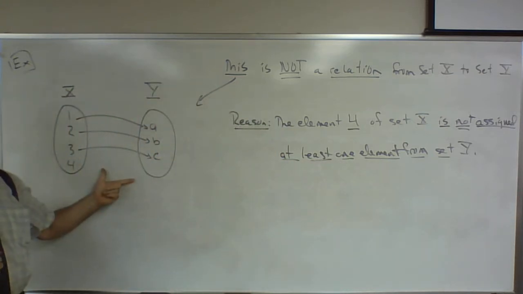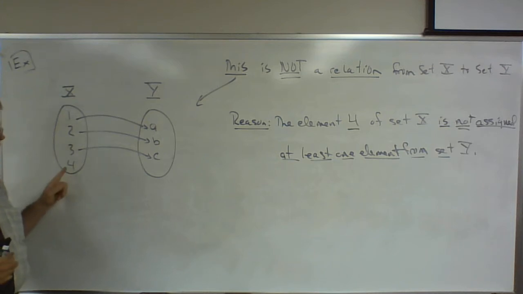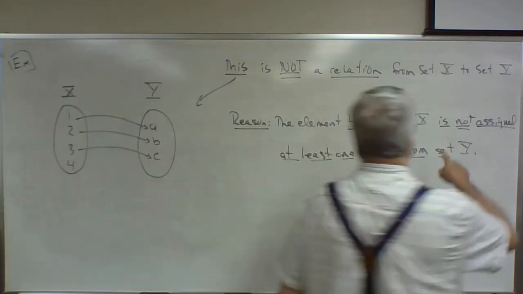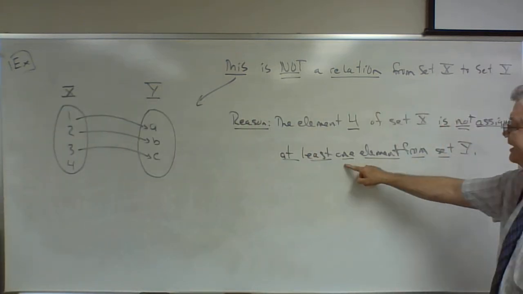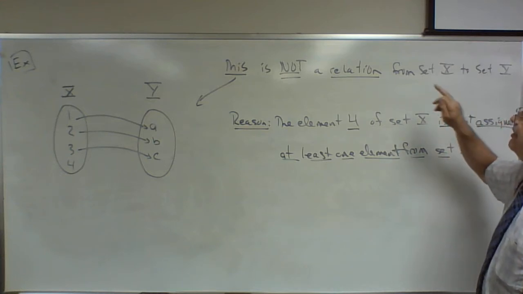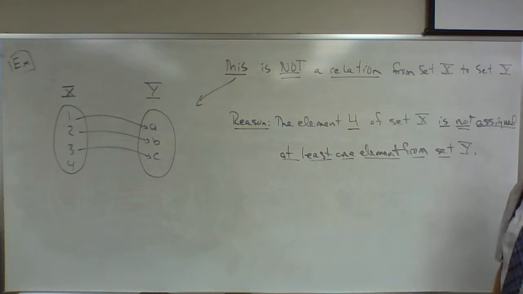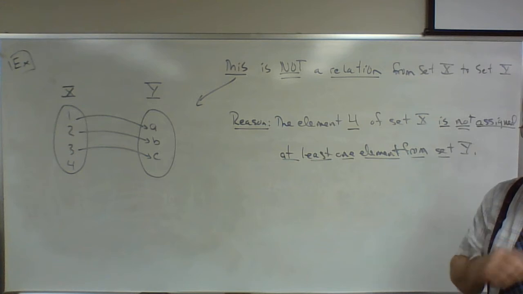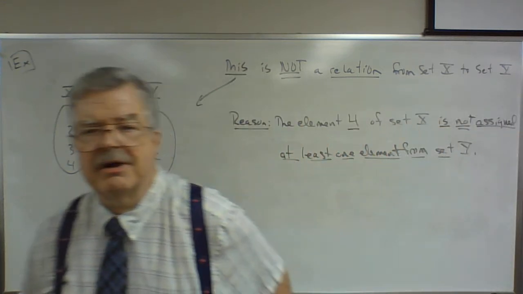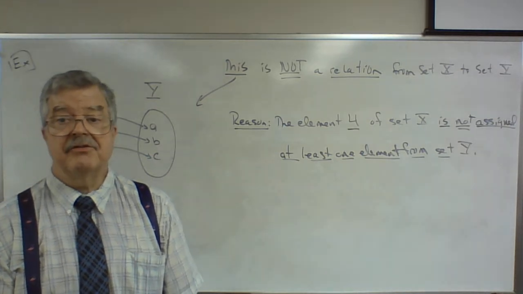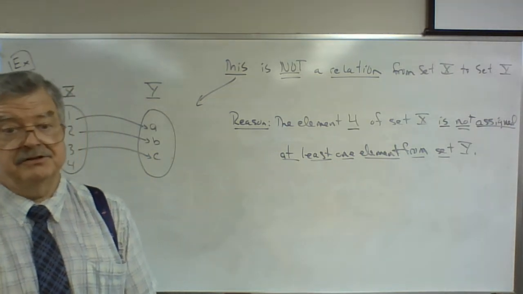This diagram fails the relation test. The reason is this element 4 of set X is not assigned at least one element from set Y. So this is not a relation from set X to set Y. Next, we're going to talk about a special kind of relation. And this kind of relation is called a function.